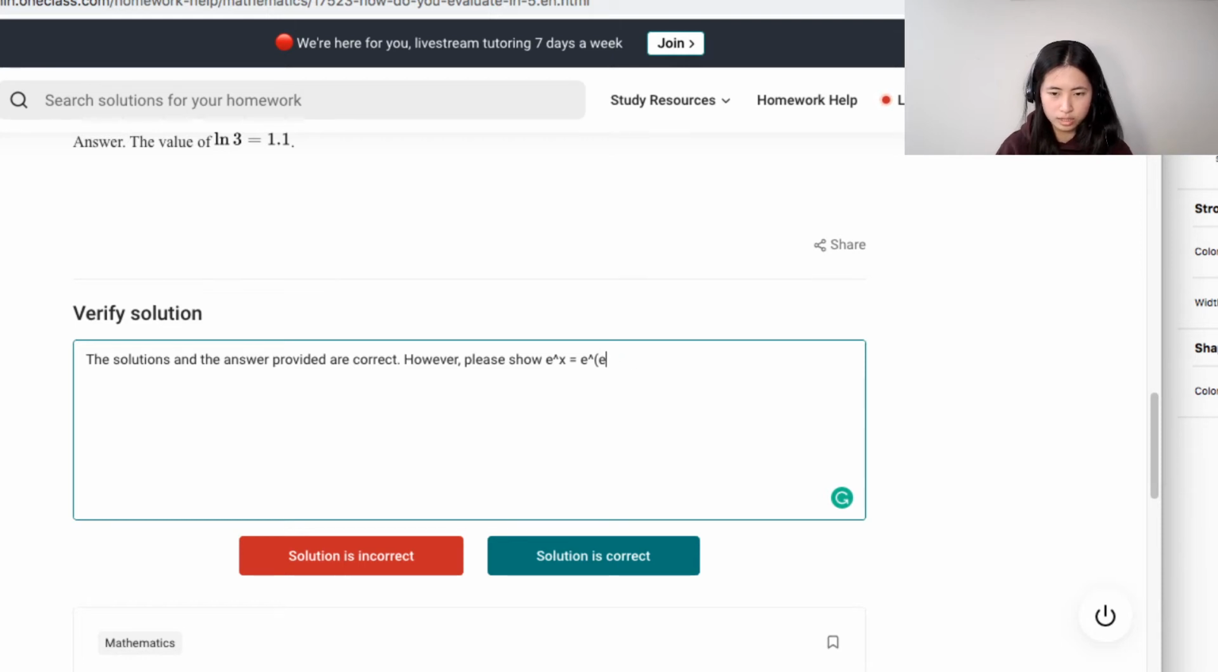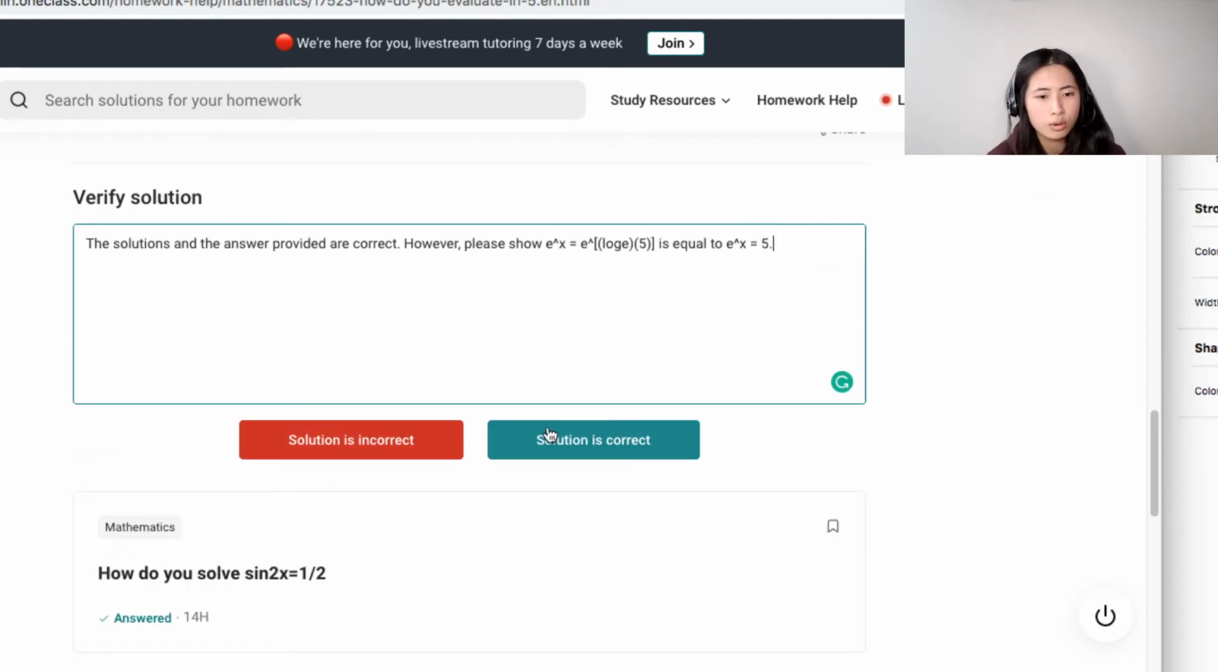Why is this autocorrect? Okay, e raised to the power of log e, and then you have times 5. So multiply to 5. And then let's put this in a larger bracket. There we go. Okay. Please show that e raised to the power of x is equal to just 5. Okay, great. So the solution is correct.